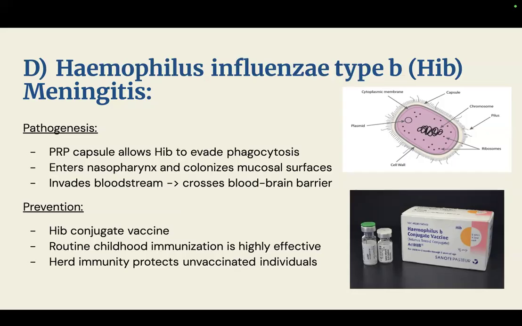Overall, HIB meningitis is now largely preventable, and the dramatic decline in cases is directly linked to widespread use of the conjugate vaccine. This makes HIB an important example of how vaccination can transform public health outcomes and protect vulnerable populations.